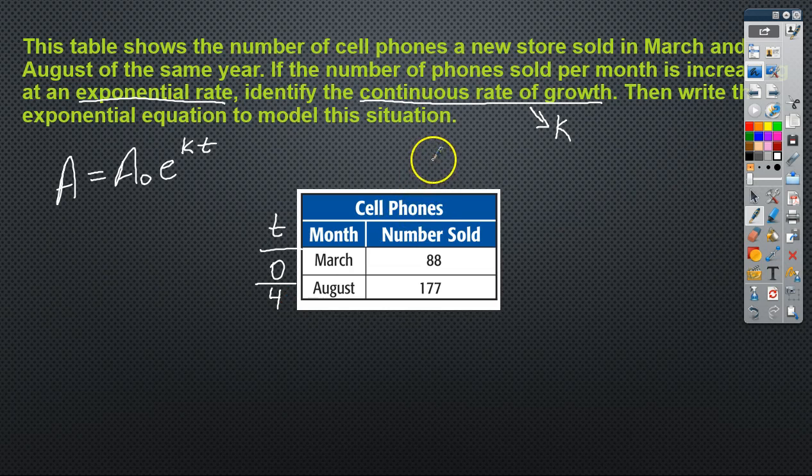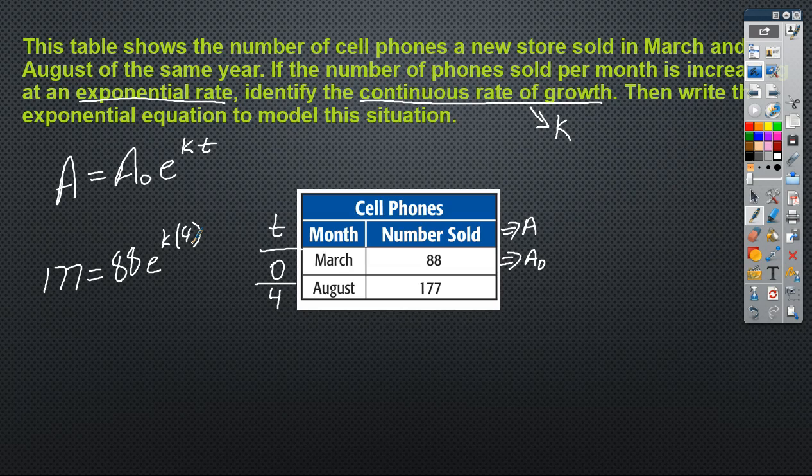This right here, the number sold, is going to be your A. All right. 88, since it's with 0, that's your A sub 0. So now I start plugging in what I have. I know that on the 4th month, I had 177. When I first started, I had 88 sold. E to the k, and again, this happened in the 4th month.